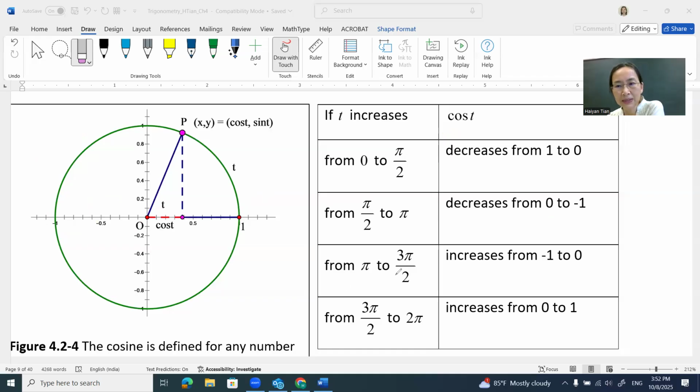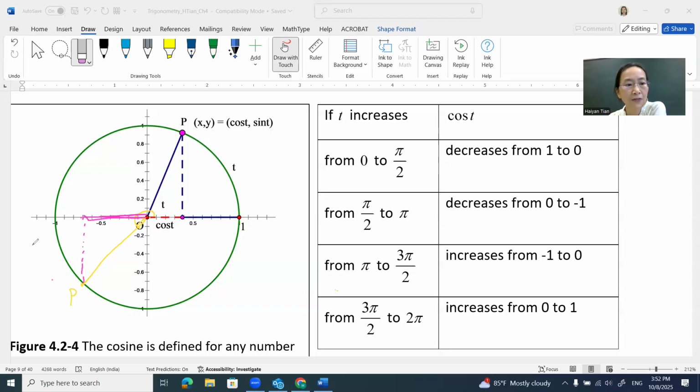So similar analysis can review the behavior of cosine when t is in this range. So suppose t is bigger than pi but less than 3 pi over 2. So suppose t is here, which is in the third quadrant. And this is the t. And what is the cosine t? Cosine t, according to our understanding, will be this x coordinate, right?